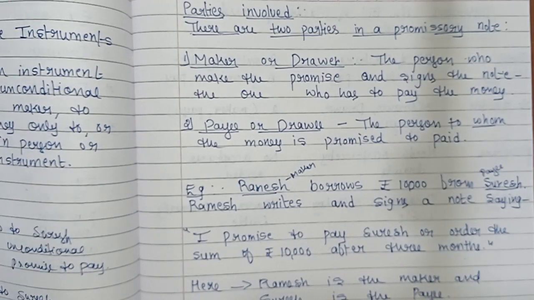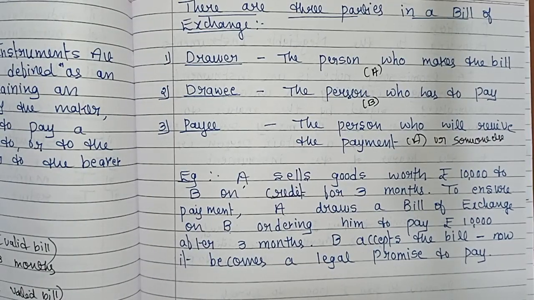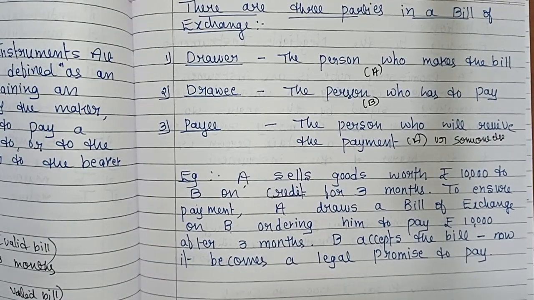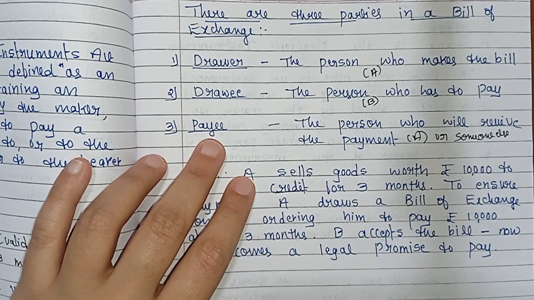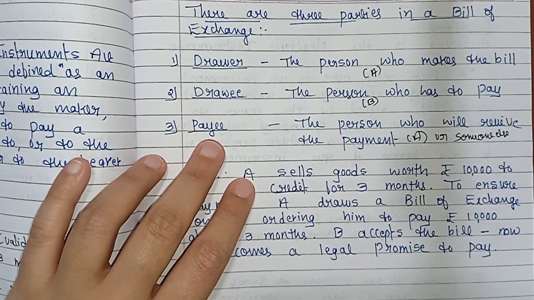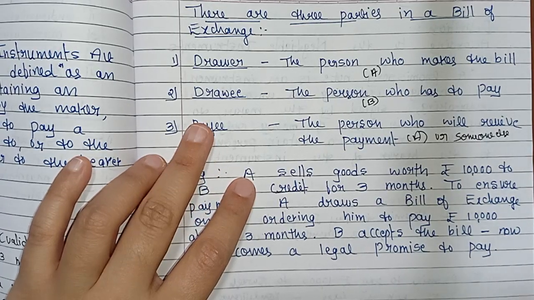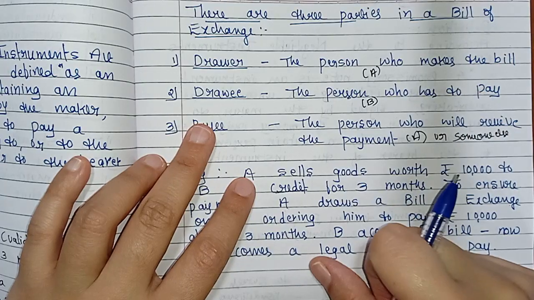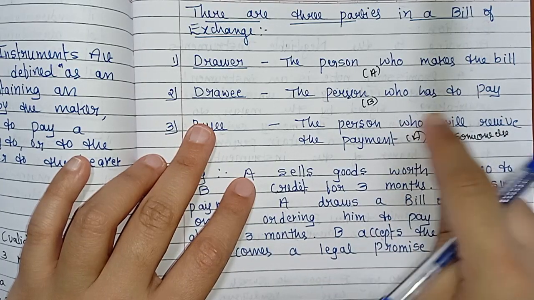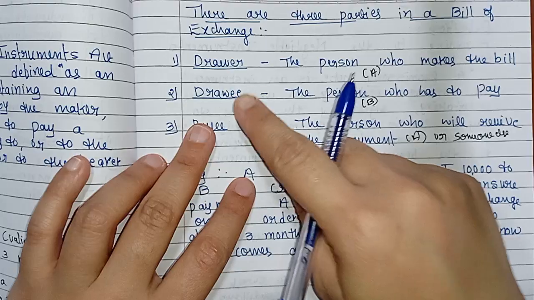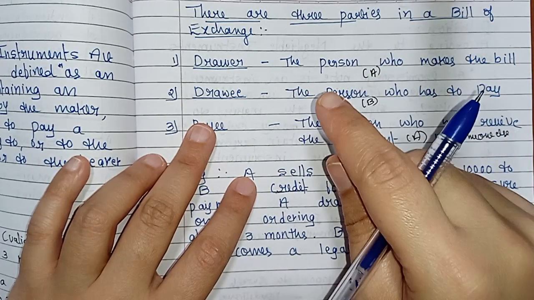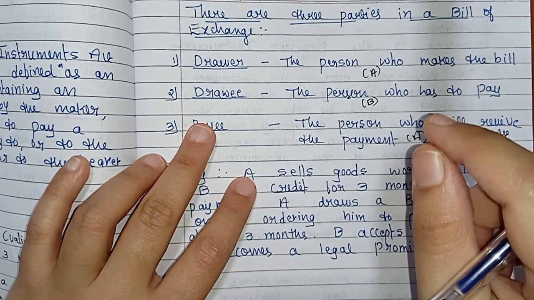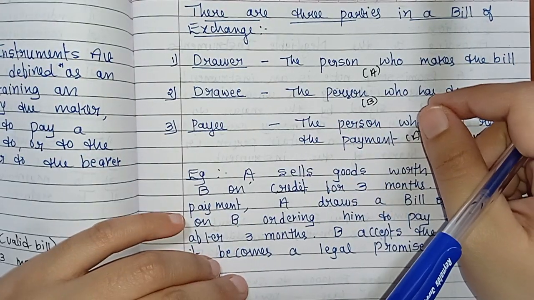In the bill of exchange, there are mainly three parties involved. Right? Drawer, drawee and payee. Here drawer means the person who makes the bill and who is going to receive the amount. And drawee means the person who has to pay. See, this drawer and drawee, the parties in a promissory note, are exactly the opposite of the bill of exchange.